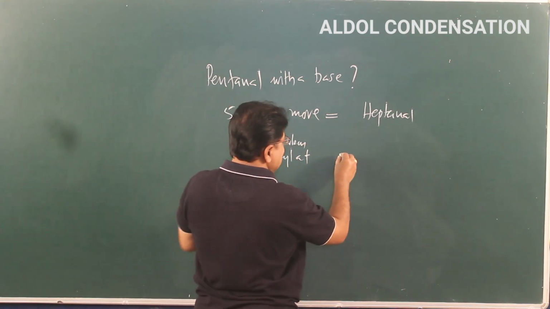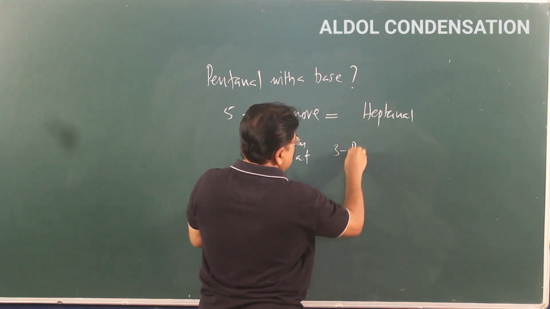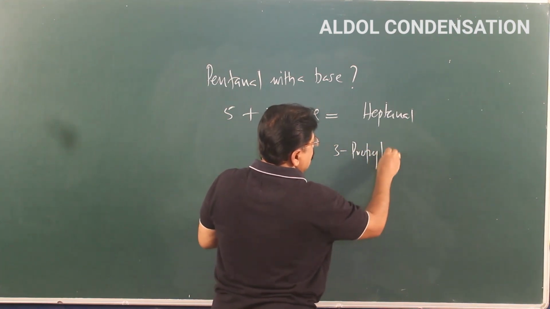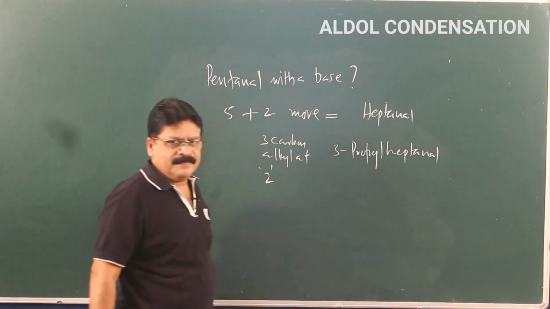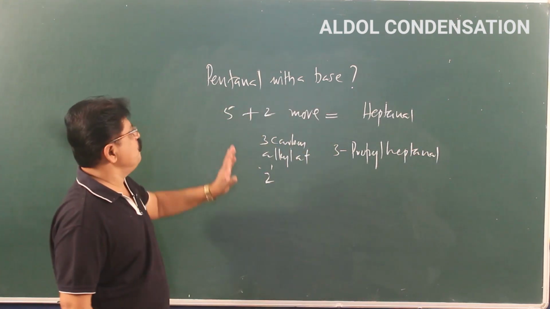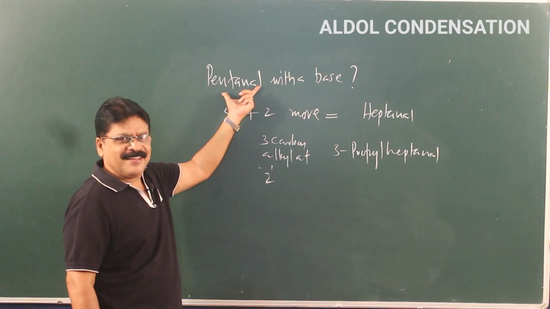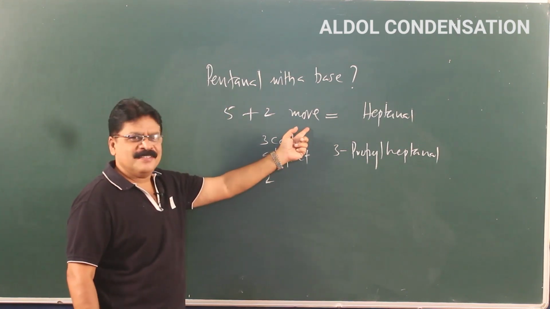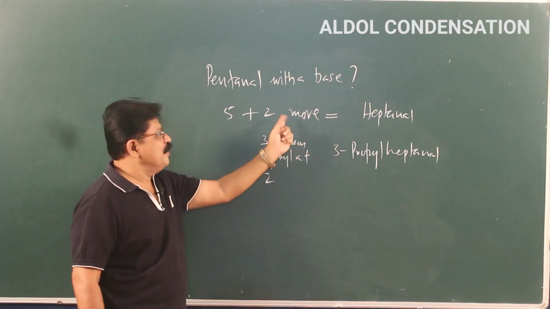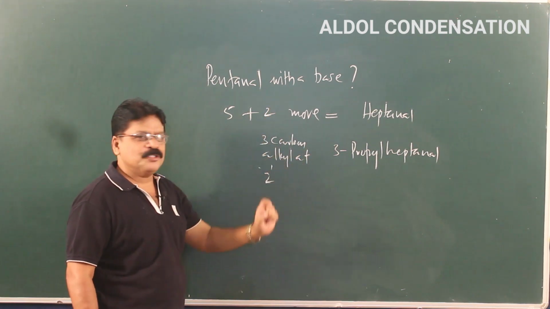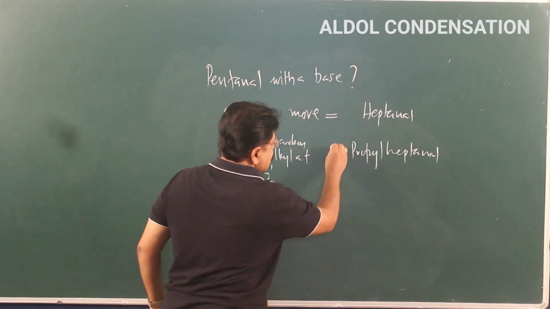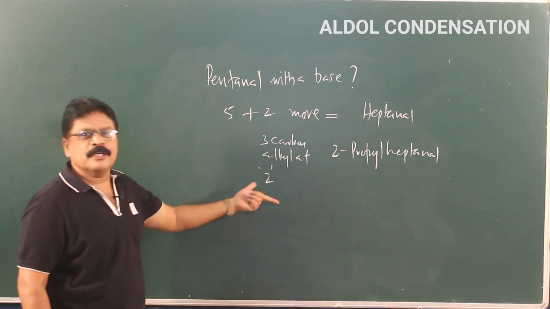So the product will be like this: 2-propyl heptanal. So what do you do? Find out the name, correct? Add 2 more, it becomes heptanal. Here you have mentioned only 2. What about the remaining 3? Where will that come? At the third position? Sorry, at the second position. So you can write the product.